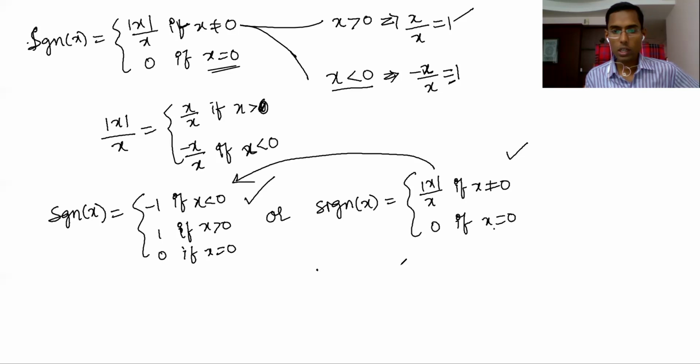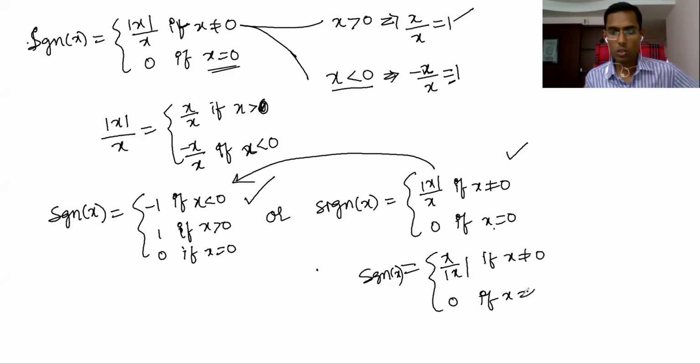Or signum of x can also be defined as x by mod x, if x is not equal to 0, and 0 if x is equal to 0. Sometimes it is defined like this also, but all of these are the same. Okay, finally understood. Now the graph of the signum function.